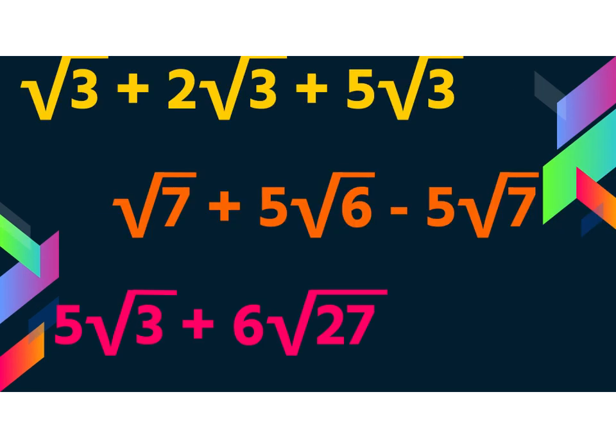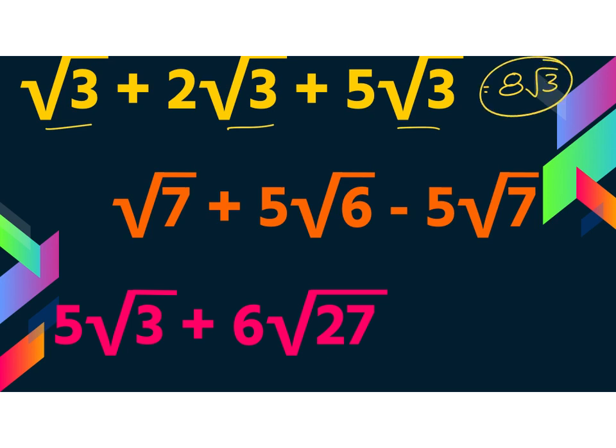All right, let's take a look at our first example. And I can see that they all have the same radicand. So what I'm going to do is I'm going to add them all together. I have 1 square root of 3 plus 2 square root of 3 plus 5. So 1 plus 2 is 3 plus 5 is 8. So I get 8 square roots of 3.